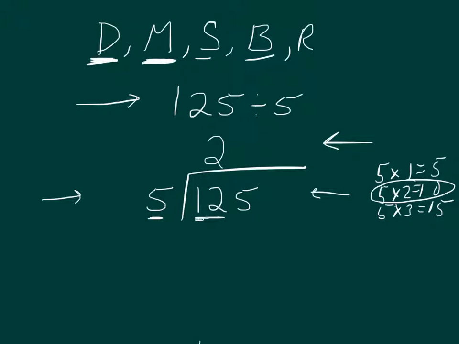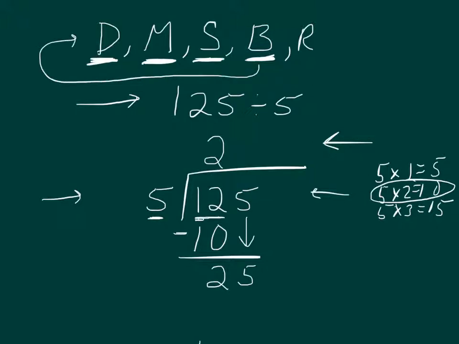Now I go to my next letter. Dad, Mother. Mother means multiplying. Multiplying is a real mother. So I multiply 5 times 2. 5 times 2 is 10. That's multiplying. Next, subtract. So 12 minus 10 is 2. Next, bring down. I have to bring down the next digit. Every time after I subtract, I bring down. So the 5 drops down next to what I had as a remainder, and I get 25.